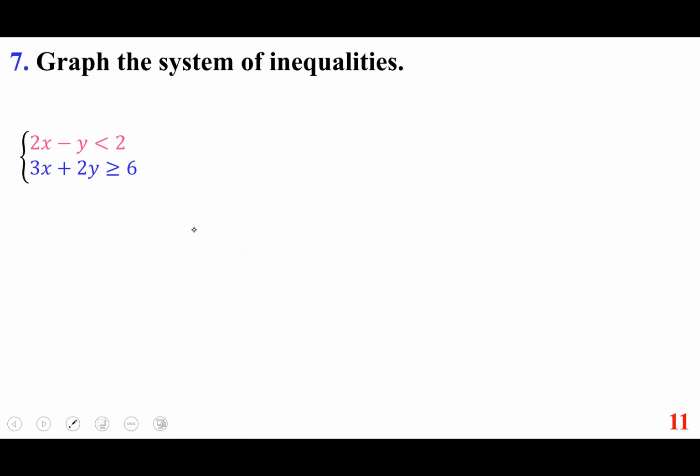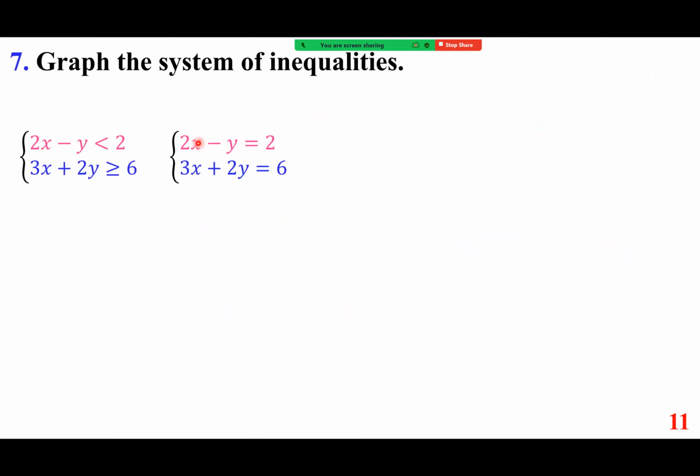We want to graph the system here. And so when you're dealing with a system of linear inequalities, first you want to find the lines. So let's set this equal to 2 and let's set this equal to 6. All you have to do is graph this, and we can find the intercepts.